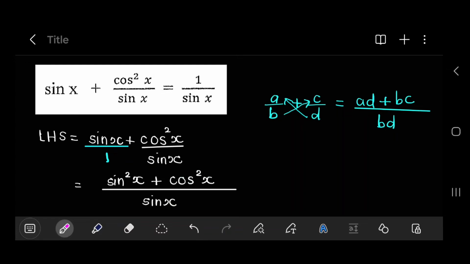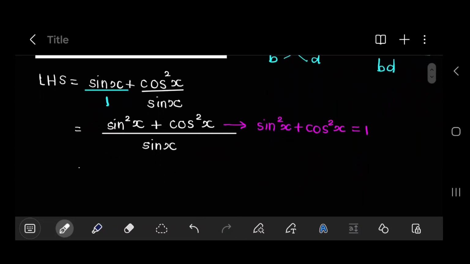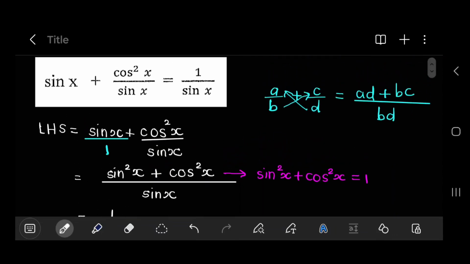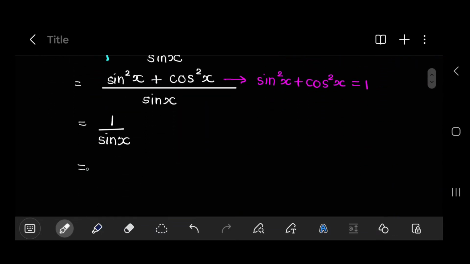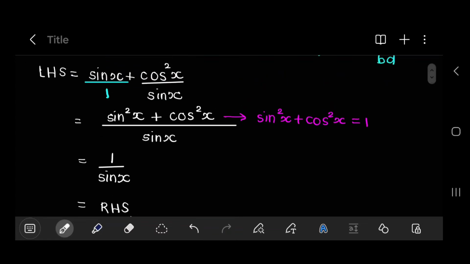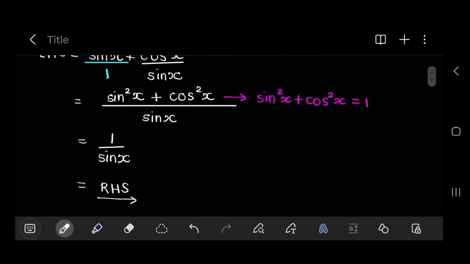Now there is something interesting that you notice about your numerator. That is actually your identity. Remember, sine squared x plus cos squared x is equal to 1. So we can replace that numerator with 1. Our denominator stays the same. What we're left with is 1 over sine x, which is the same as the right hand side. So we conclude and say it's equal to the right hand side. Ultimately, what we have done is we've proved a left-hand side is equal to right-hand side.